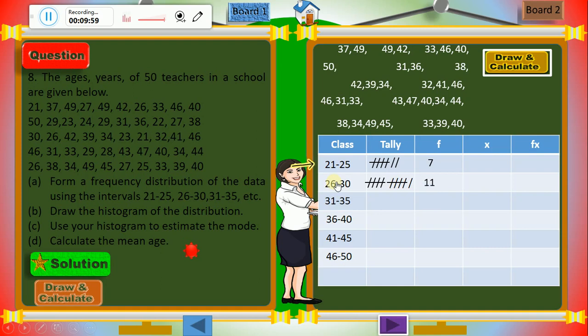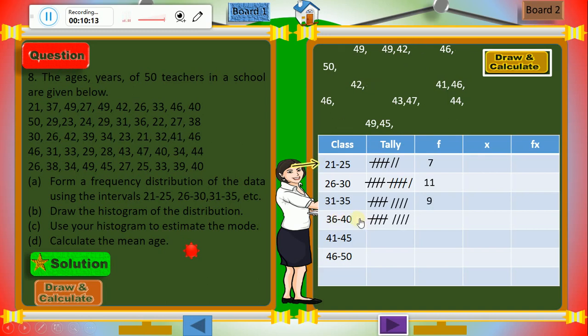Then we have that 11. So doing the same way, we can get the other classes. So we have the tally and the frequency, the number of times. 36 to 40, the same way we can also get that. And then we have that 41 to 45, the same way we count 2, 3, 4, 5, 6, 6 in all. Make the tally, the frequency. The remaining number here you can see are 8 in number. So now make the tally, then the frequency.